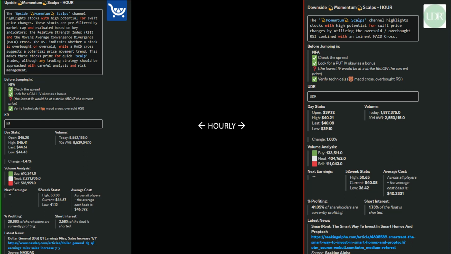You have your volume analysis for the underlying. You have your 52-week status. You have your average cost basis across all players. You have the percentage of traders profiting on the ticker, short interest, and then your latest news headlines and things like that. So everything you need, kind of all in one place. These have been very great. Been very happy with these. They're using just simple logic that works more times than not, which is the whole point.